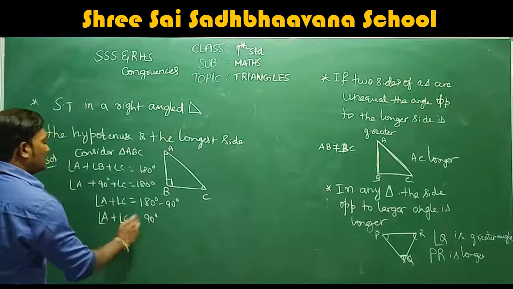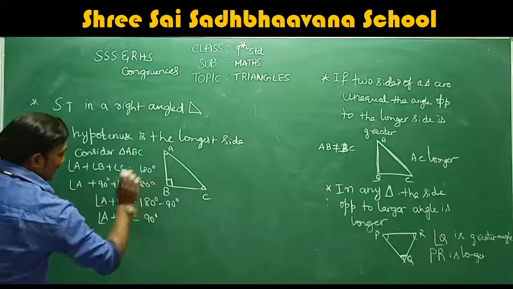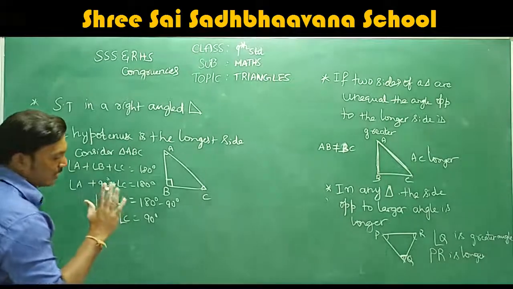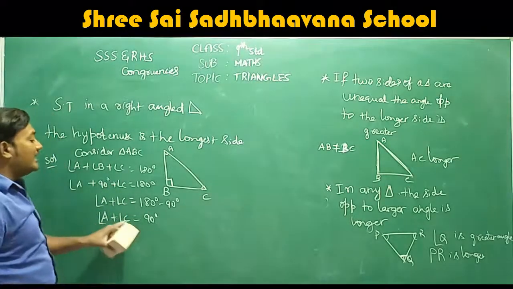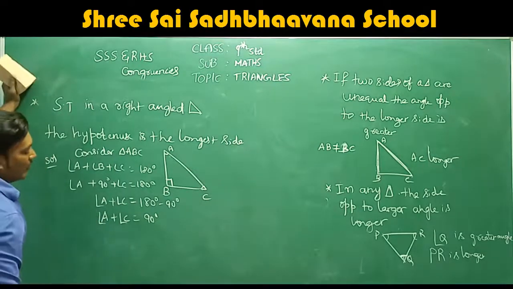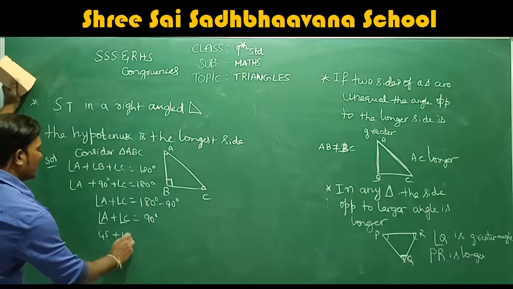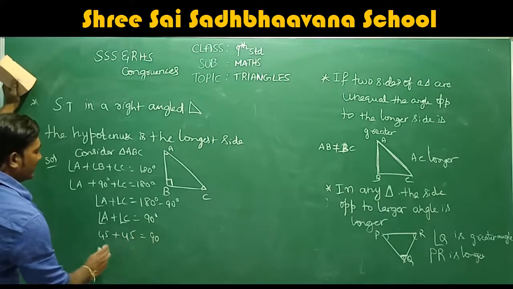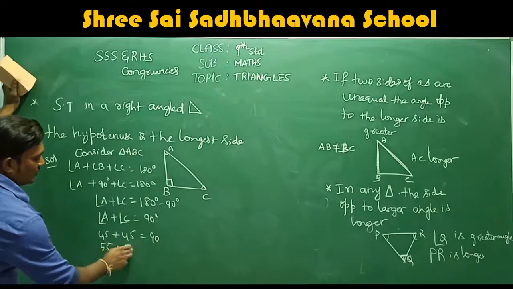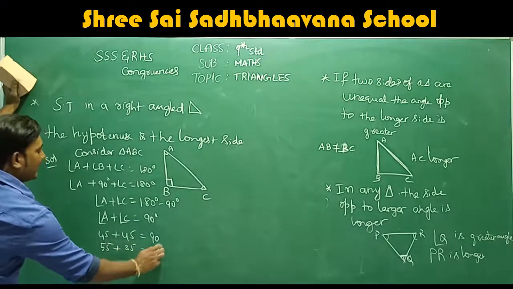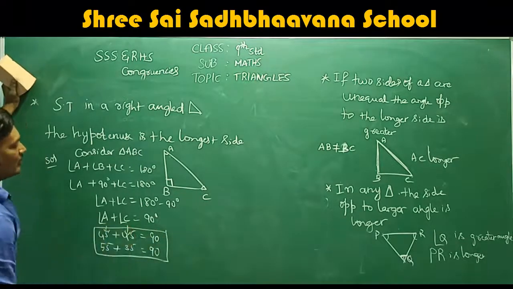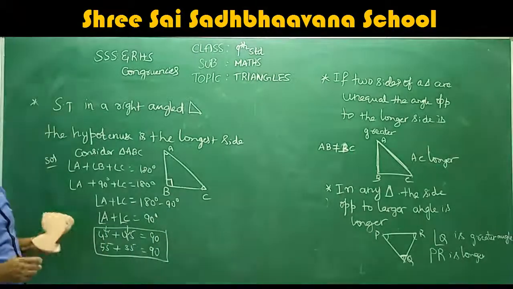So guys, remember here angle B itself is 90 degrees. Correct? The measure of angle B alone is 90, and angle A plus angle C is 90. So whichever combinations you take, it may be 45 plus 45 is equal to 90, or 55 plus 35 is equal to 90. Like this, any combination you take, these two angles will always be less.